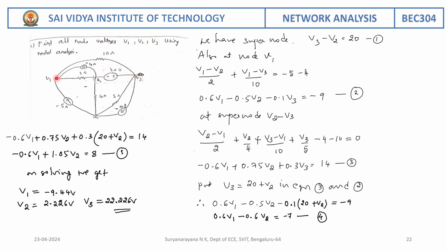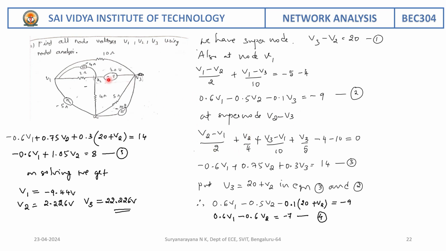So what is the equation that we can write at V1? That is V1 minus V2 by 2 plus V1 minus V3 by 10, that is equal to the currents, that is minus 5 and minus 4 entering into the node. Therefore, on simplifying, we are going to get this equation.